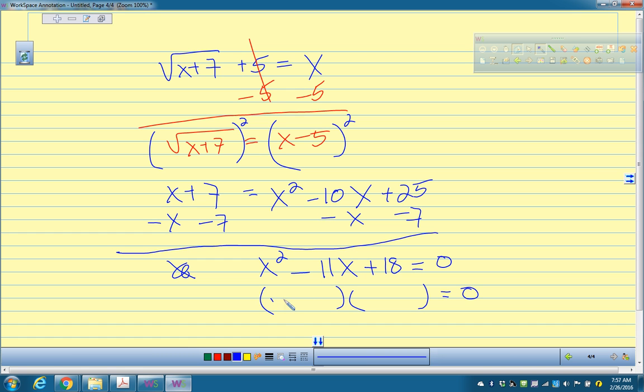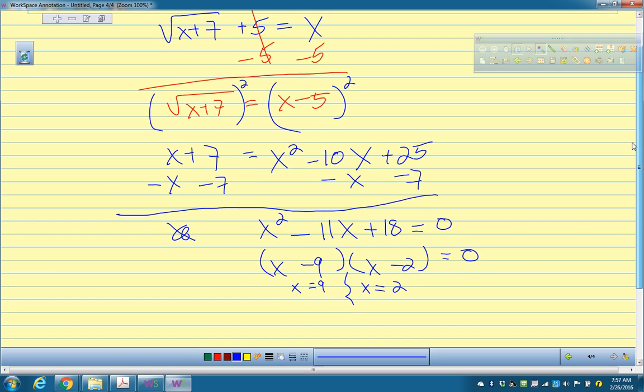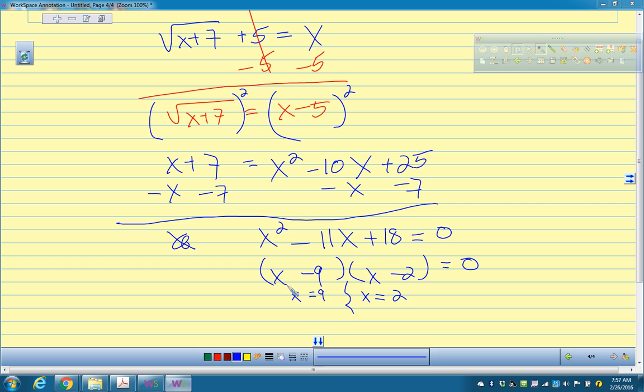9 and 2. So one is negative 9 and one is negative 2. So either x equals positive 9 or x equals positive 2. This is where you have to double check to make sure that you check your answers, because one of these answers works and one of these answers doesn't work. Try plugging it in.